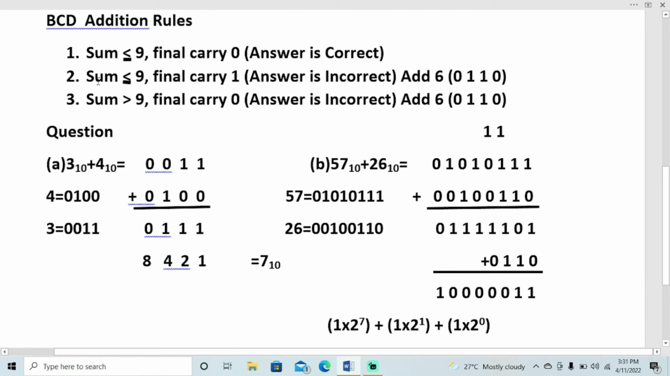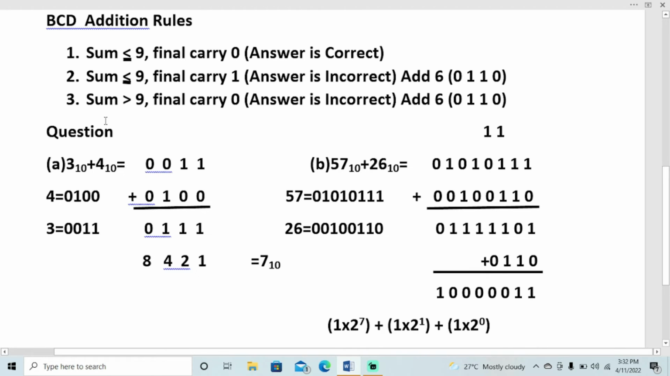But if the sum is less than or equal to 9, where the final carry is 1, then that answer is incorrect. And in order to make it correct, you have to add 6. And it's not just 6 as a number, but you have to add 6 in bits, which are the binary code 0, 1, 1, 0, in order to get the correct answer.